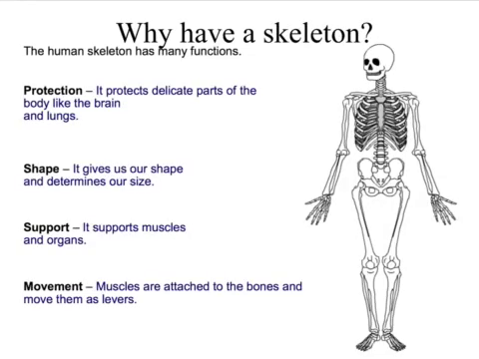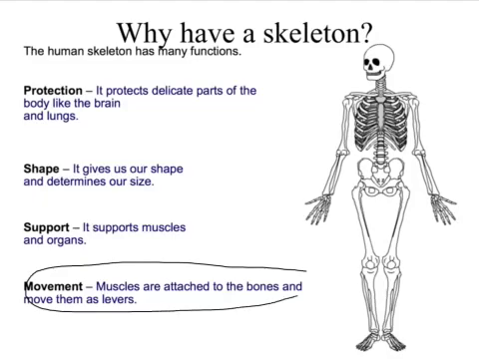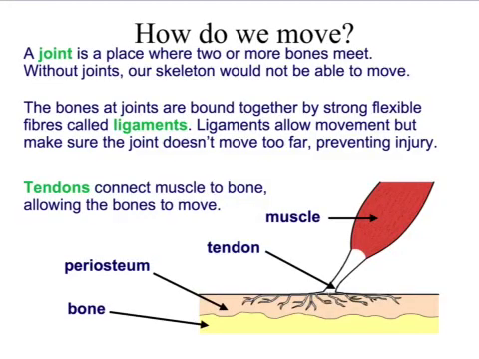The first thing we're going to have a look at is, well, we've covered this before in lesson 1, but why do we actually have a skeleton? And we've mentioned that it's for support. It supports those muscles and organs. But the key feature, what we're going to be having a look at today, is the movement and how movement takes place, and it takes place at those joints. The first thing we're going to have a look at is how do we move.